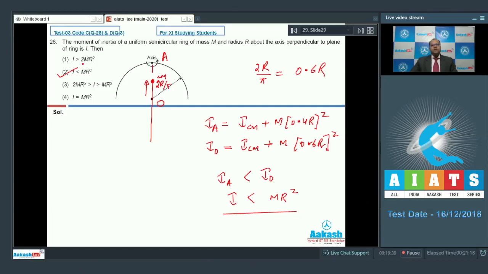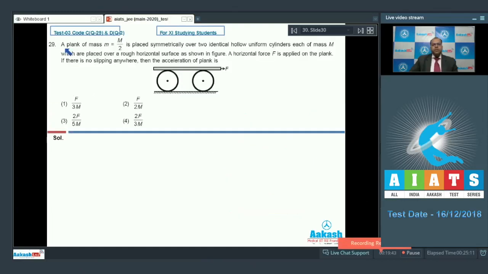Let's move to question number 29. In question number 29, a plank of mass m by 2 is placed symmetrically over two identical hollow uniform cylinders, each of mass m, which are placed over a rough horizontal surface as shown in figure. A horizontal force F is applied on the plank. If there is no slipping anywhere, then the acceleration of plank is.